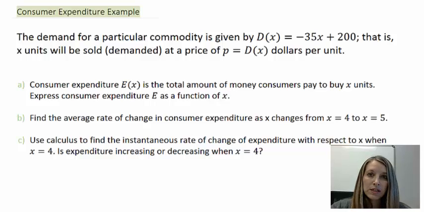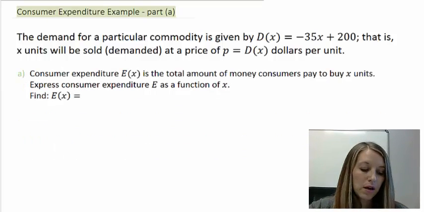The first one is we need to set up our function. So what is the expenditure equation? Express the consumer expenditure E as a function of x. Once we get that set up, then we can start applying our calculus. In part B, we want to find the average rate of change from 4 to 5. In part C, we want to figure out the instantaneous rate of change when x is specifically equal to 4. And if we can figure that out, we want to know, is it increasing or decreasing at that time?